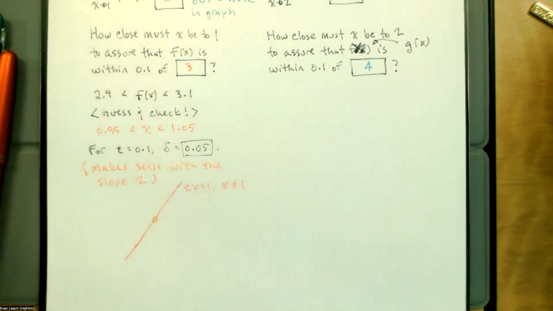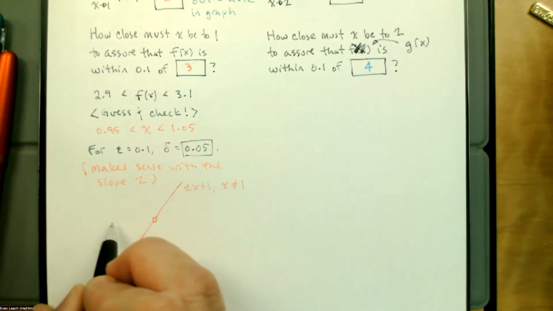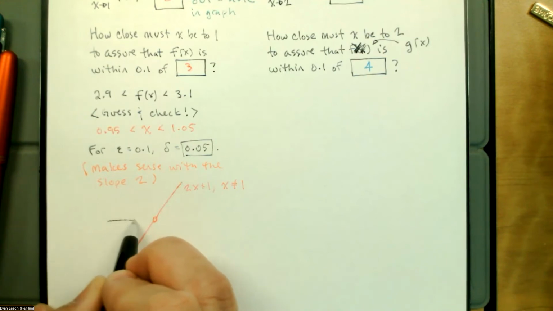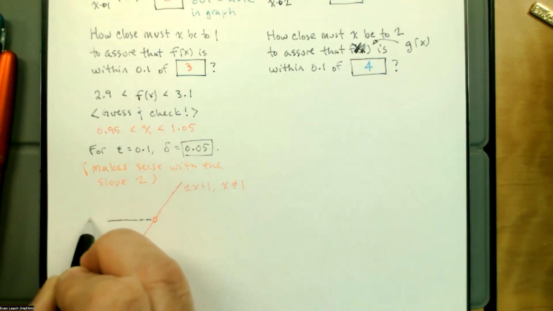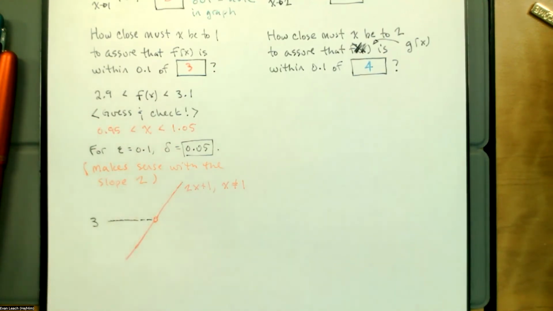So here's our 2x plus 1. Oh, and the hole happens at 3. So let's make a note of that. There's 3 in the middle. I want the y coordinates to be between 2.9 and 3.1. So I'm going to draw those on my graph.